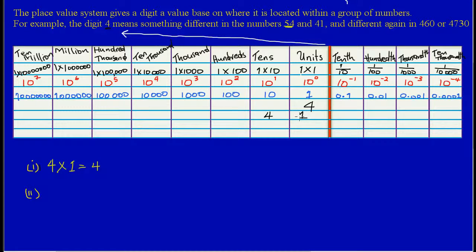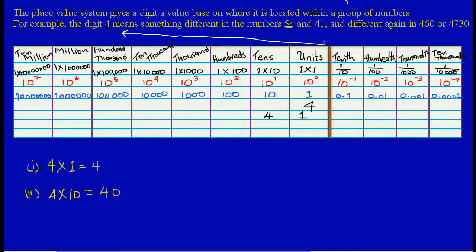Now in part 2, if you look carefully, you're going to ask yourself, which column does the 4 fall in? The 4 falls in the tens column, so I must multiply the 4 by 10, and 4 times 10 is equal to 40. Okay, that's good. So you notice the value of the 4 changes based on which column it falls in.